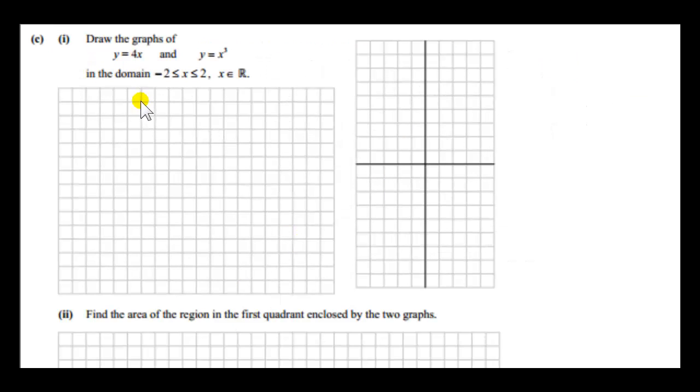Okay, let's look at the graphs of y equals 4x and y equals x cubed. Now y equals 4x is a linear function, so it's a straight line. So we only have to pick 2 points to draw this. So you can see that when x is 0, y is 0. So 0, 0 is on that line. When x is 1, y is 4.